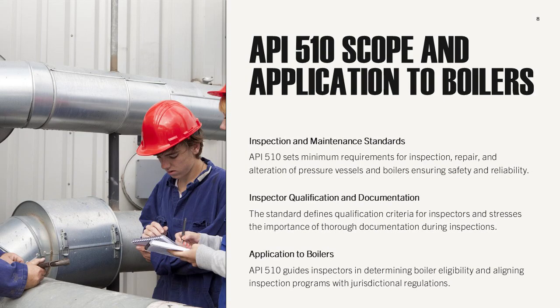API 510 defines the minimum requirements for in-service inspection, rating, repair, and alteration of pressure vessels, including certain boilers. For inspectors, this standard provides guidance on inspection intervals, thickness measurement, corrosion rate determination, remaining life assessment, and minimum thickness evaluation. API 510 also establishes qualification requirements for inspectors and emphasizes proper documentation. When applied to boilers, inspectors must carefully determine equipment eligibility and ensure consistency with jurisdictional rules.